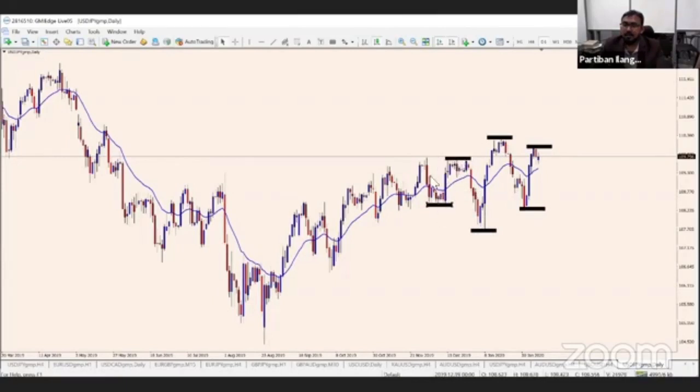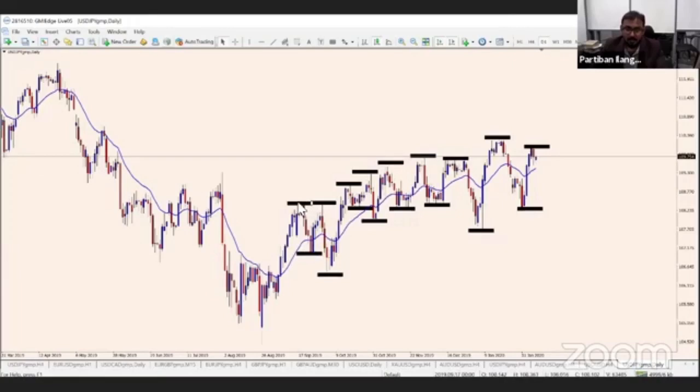Immediate low, immediate high, immediate low, immediate high. You can take the immediate low over here, immediate high, immediate low, and the immediate high over here, immediate low. So if you ask the right question, it's actually quite easy, and you should not start from the left of the chart. You must start from the right side of the chart.